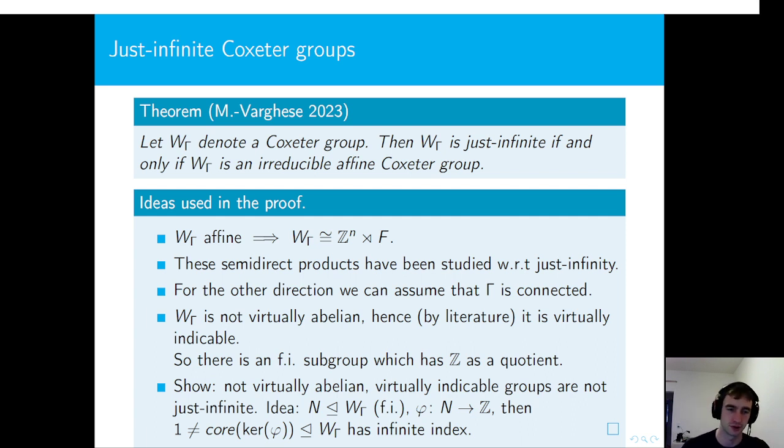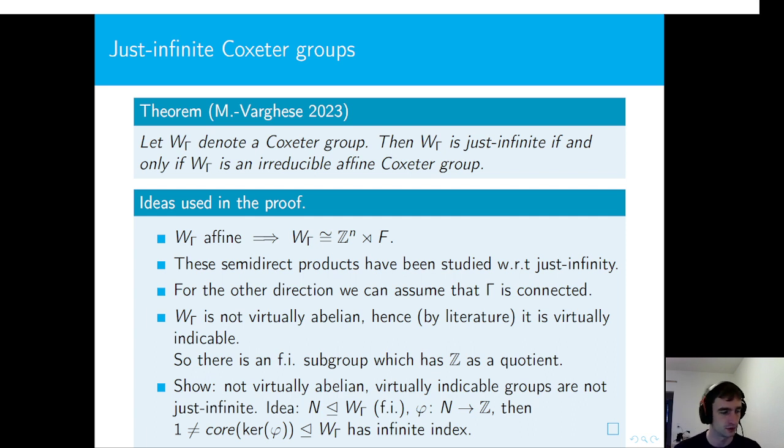But then you can show that this is non-trivial, and so, given these arguments, if I'm given a Coxeter group which is not irreducible affine, then I find an infinite index normal subgroup, hence the quotient is infinite, hence we're not just infinite. So just infinite Coxeter groups are exactly irreducible affine Coxeter groups.